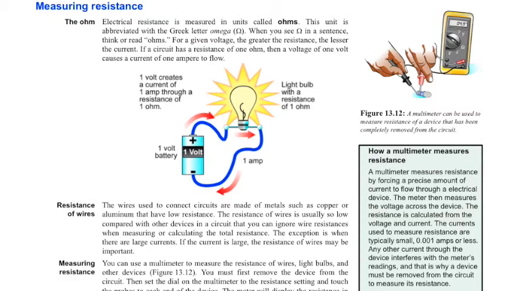How a multimeter measures resistance. A multimeter measures resistance by forcing a precise amount of current to flow through an electrical device. The meter then measures the voltage across the device. The resistance is calculated from the voltage and current. The currents used to measure resistance are typically small, 0.001 amps or less, so that is 1 milliohm. Any other current through the device interferes with the meter's readings, and that is why a device must be removed from the circuit to measure its resistance. You can also just turn the circuit off, which counts as removing it from the circuit.